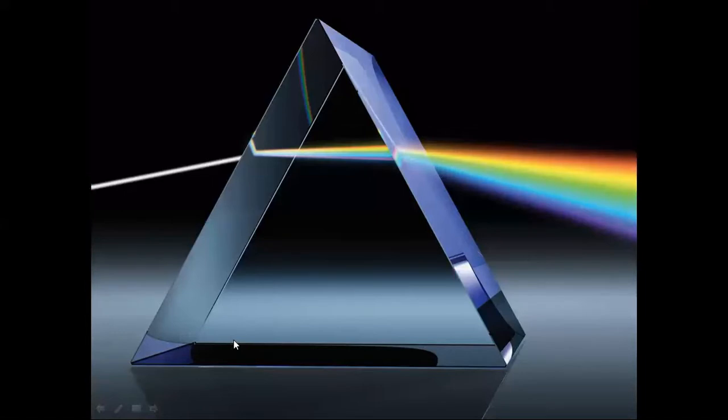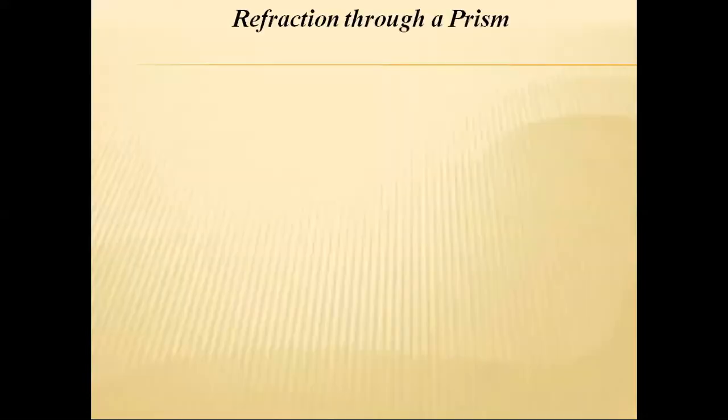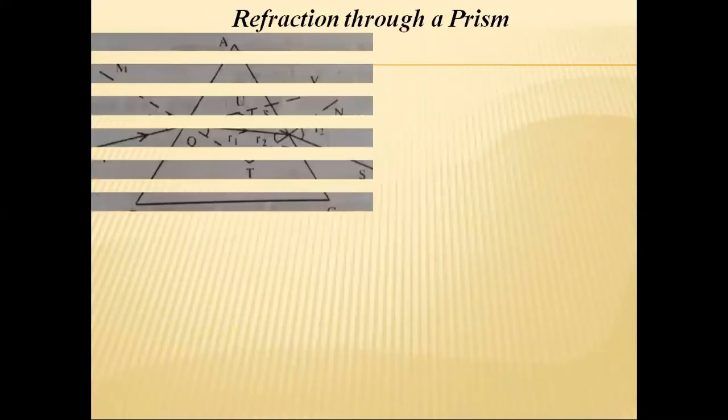And now I discuss prisms. A prism is a glass or other transparent object in the form of a prism, especially one that is triangular with refracting surfaces at an acute angle to each other, and it separates white light into a spectrum of colors. So this is a prism, and now we discuss refraction through a prism.